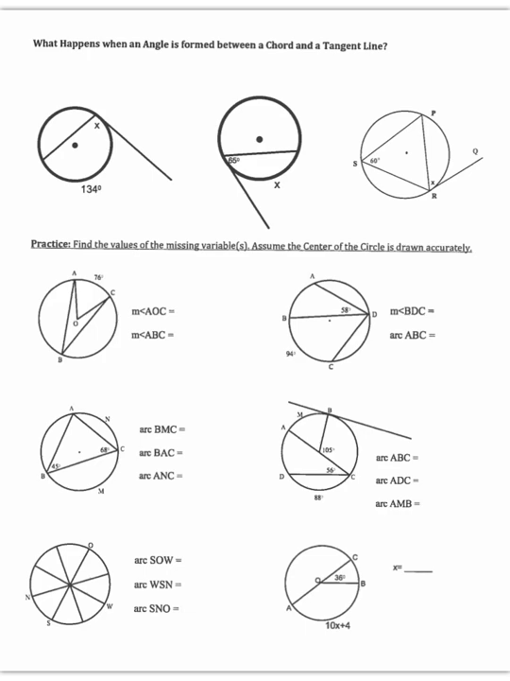If I look at this next one, it says, what happens when an angle is formed between a chord and a tangent line? So remember, a chord cuts my circle anywhere, but its endpoints are on the circle. And a tangent line touches my circle in exactly one place. Well, notice the location of the vertex of the angle. The vertex of that angle, well, it's on my circle.